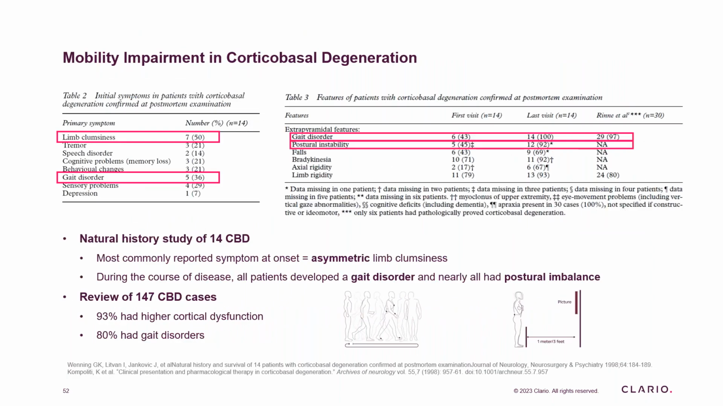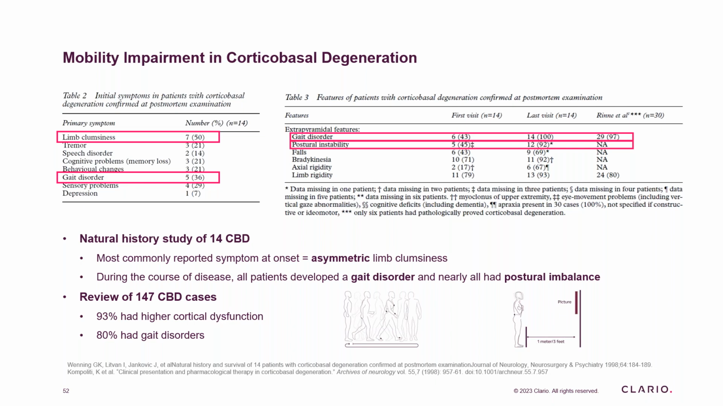All right, and then we finally come to corticobasal degeneration, another rare indication. So a natural history study of 14 patients with CBD demonstrated the most commonly reported symptom at onset was asymmetric limb clumsiness. So, you know, when you quantify movement, you want to make sure you have sensors placed on various limbs so that you can look at asymmetric measures. And then over the course of the disease, the patients all developed a gait disorder and nearly all had postural imbalance. Again, important things to quantify.